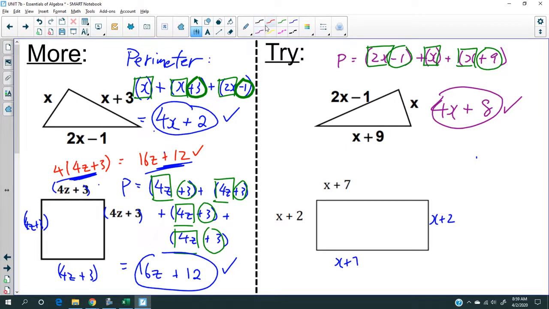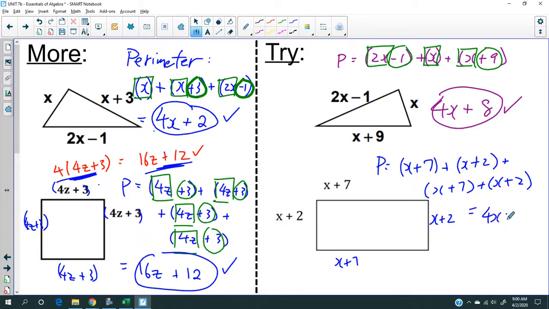Okay, and we're back. Let me write it out. So the perimeter is, I'm just going to go around. Like so. Here we have x plus x plus x plus x, that's 4x. 7 plus 2 plus 7 plus 2, that's 18. And there you have it. There's your perimeter as an expression.